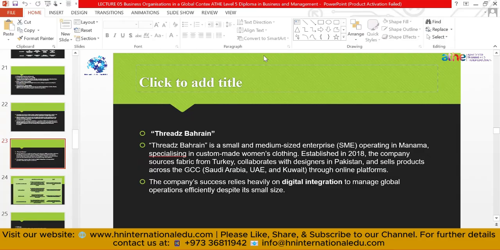Now moving towards the example, Threads Bahrain. Threads Bahrain is a small and medium-sized enterprise operating in Manama, specializing in consumer custom-made women's clothing, established in 2018. The company sources fabric from Turkey, collaborates with designers in Pakistan, and sells products across the GCC countries, that is Saudi, UAE, and Kuwait, through online platforms. The company's success relies heavily on digital integration to manage global operations efficiently despite its small size, that is the organization size. When you are selecting an organization, be sure it's a running SME, and do tell about the organization first, what it is about.